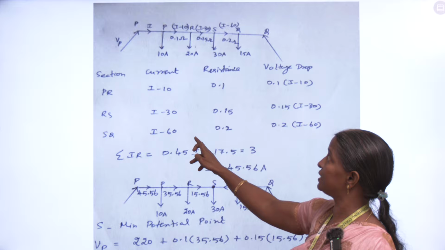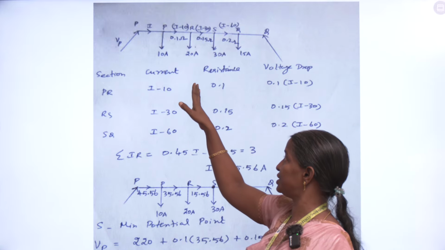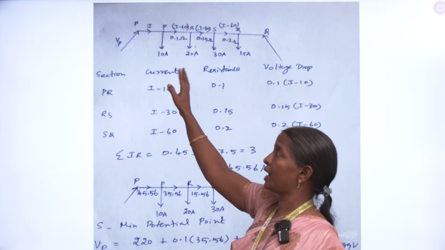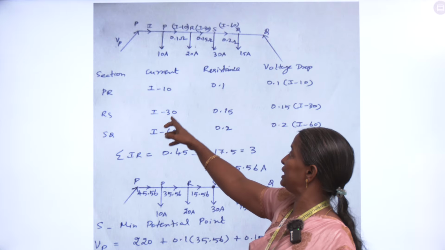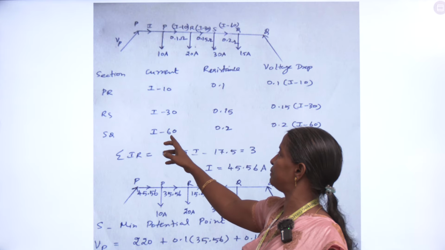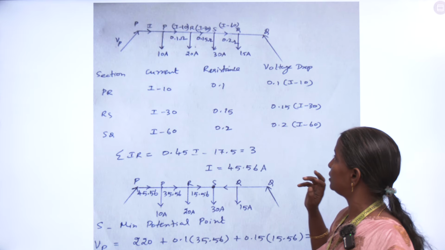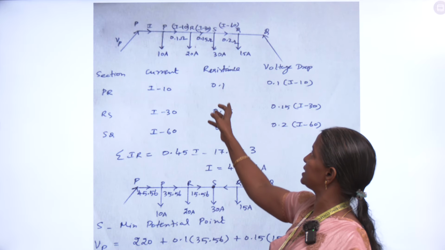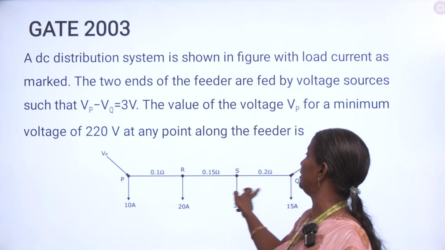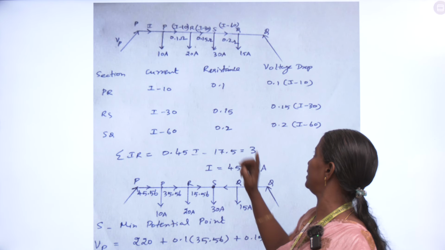So in the 3 sections, what is the current? Taking the current value initially as I, the first load is 10 amps, so I minus 10. Next I take 20 amps, so I minus 30. Next I take 30 amps, so I minus 60 amps. Next, the resistance values. Resistance in each section is given in the diagram itself: 0.1, 0.15 and then 0.2.